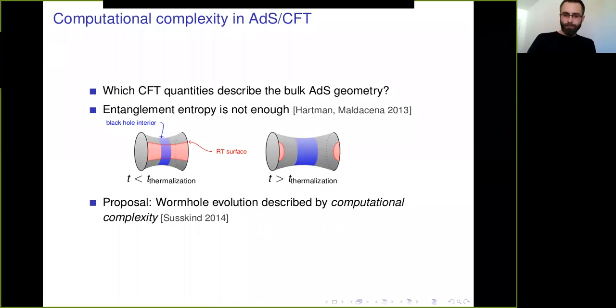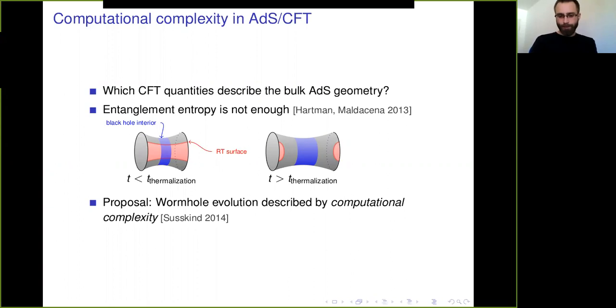But first, some introduction or some motivation. Why are we interested in complexity in the first place? The reason for that comes from the AdS/CFT correspondence, namely the big question that one wants to answer is, what CFT quantities can be used to describe the bulk AdS geometry.